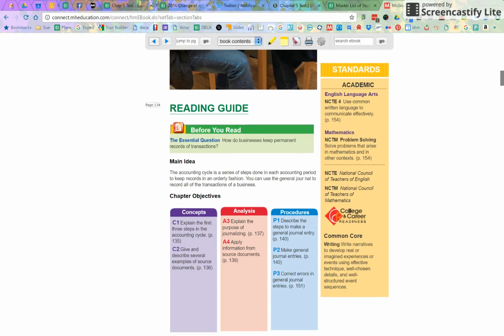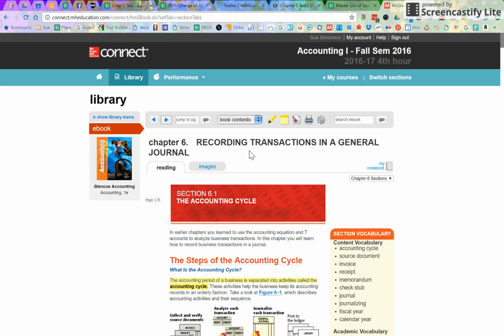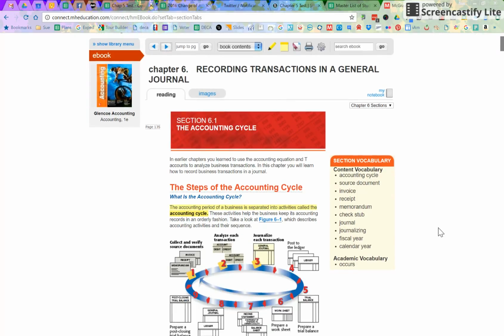So if we move down here to some of the learning targets, the accounting cycle is a series of steps done in each accounting period to keep records in an orderly fashion. You're going to use a general journal to record the transactions of a business. When you move along in accounting, you'll find there are many different types of journals to record transactions. So I'm going to jump to section 6.1 on the accounting cycle.